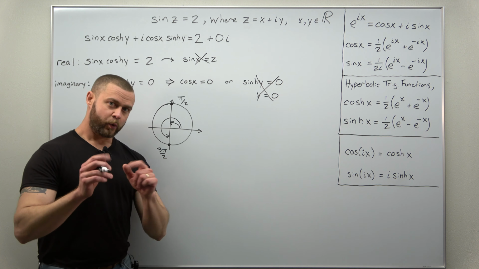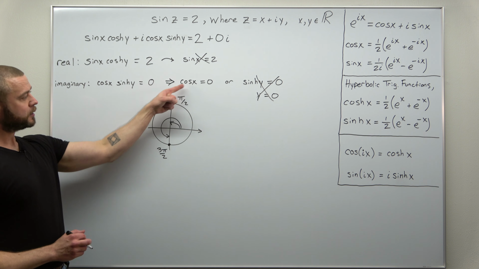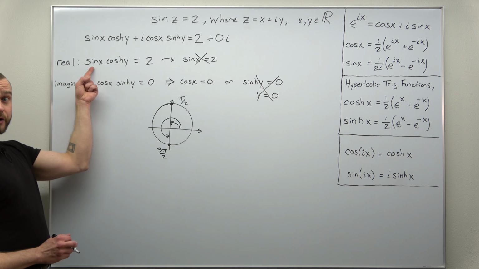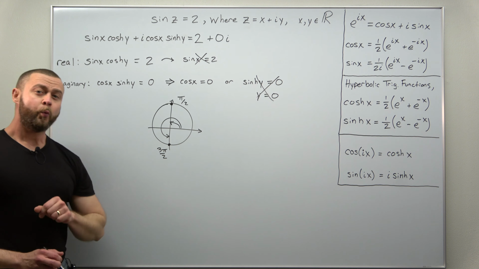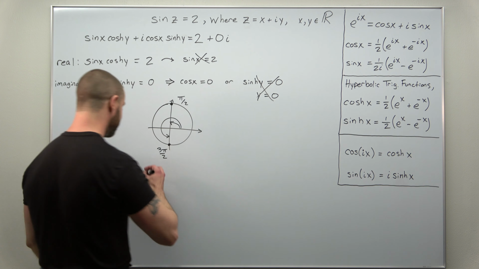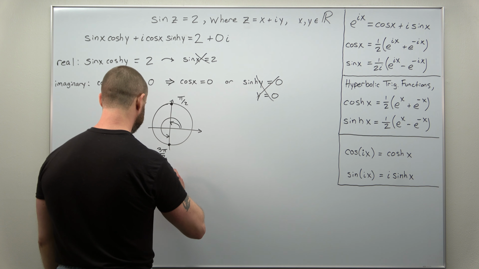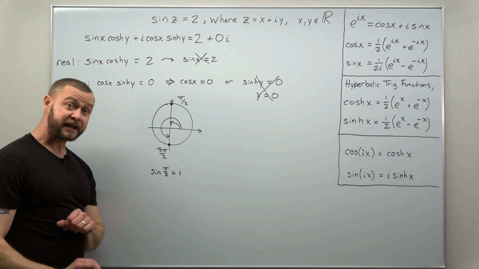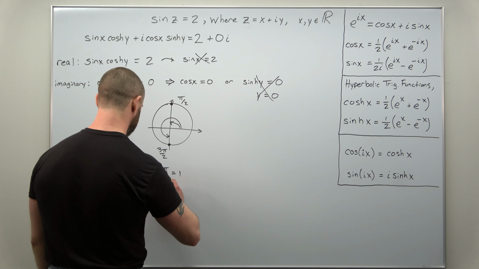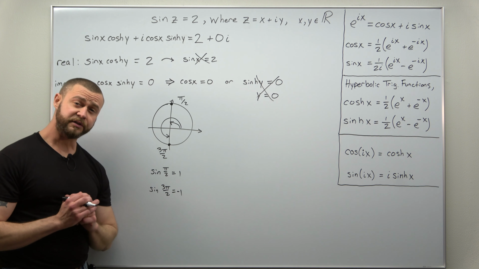Now we're going to, again, go into more detail. Here, these are where the cosine values are 0. Let's go back to your equation up here. What happens when cosine is 0? In other words, let's take a look at the values for sine. Sine of pi over 2, we know that's positive 1, and sine of 3 pi over 2 is negative 1.